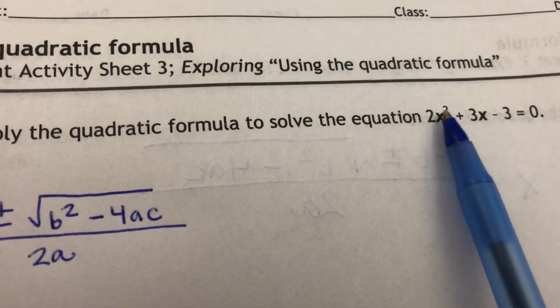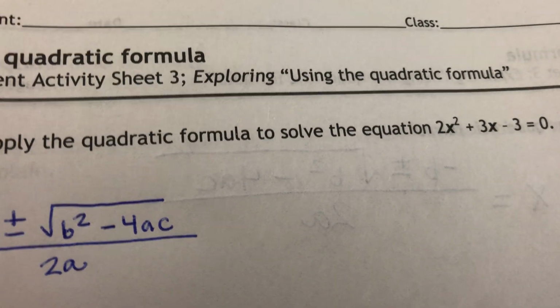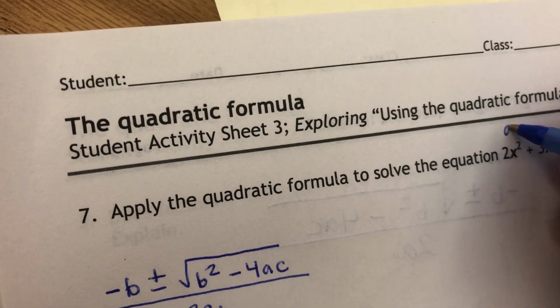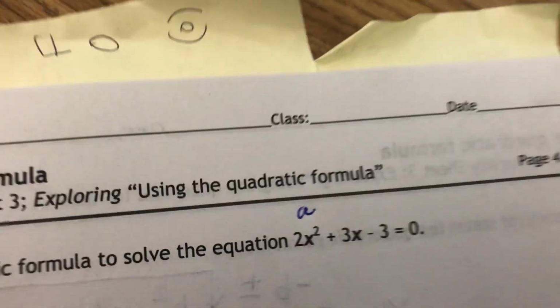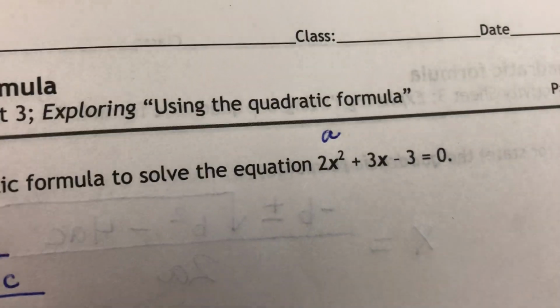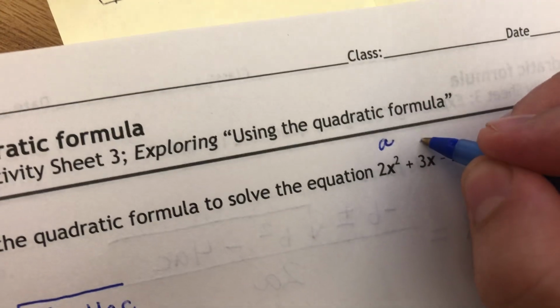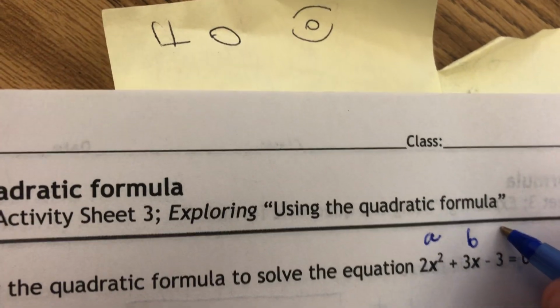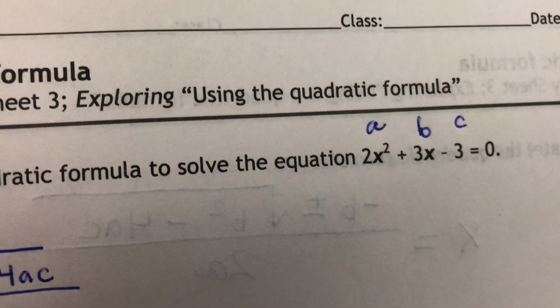Whenever you are going to plug in, it's very repetitive. It's the same thing every time. Your A term is always going to be the squared term. B is always going to be the middle term. C is always going to be that constant at the end.